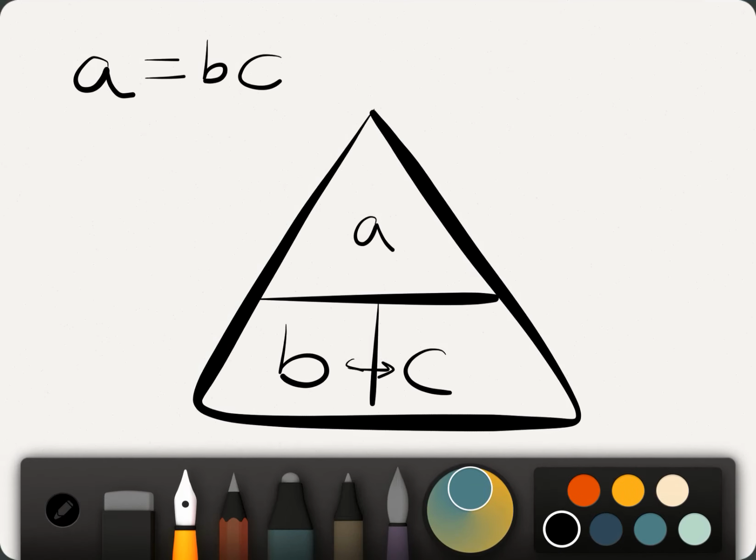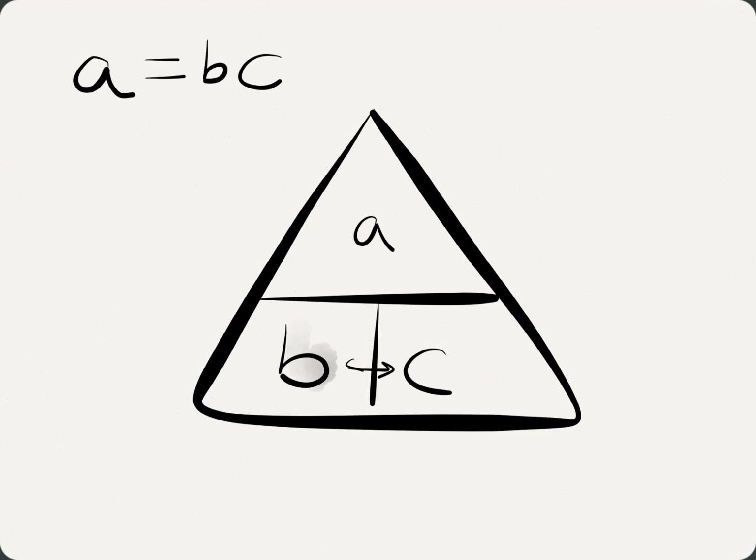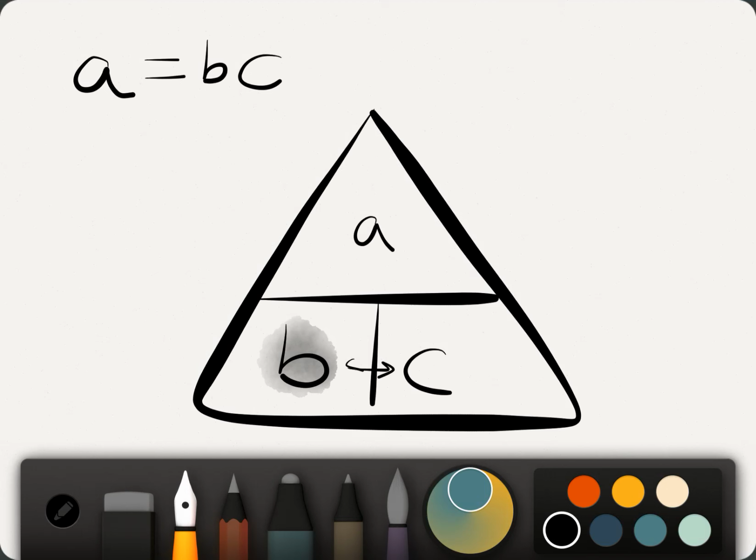Next, we cover up the one we want. So say I wanted B. I cover up the B with my finger. I write B equals. And I say what I see. A over C. And there we go, we've rearranged it.